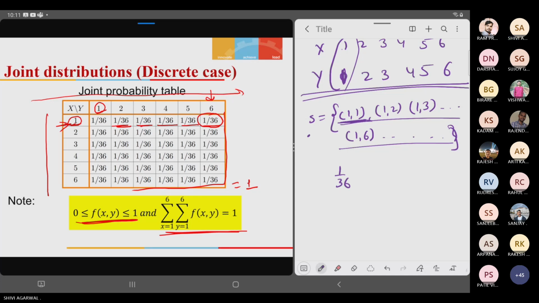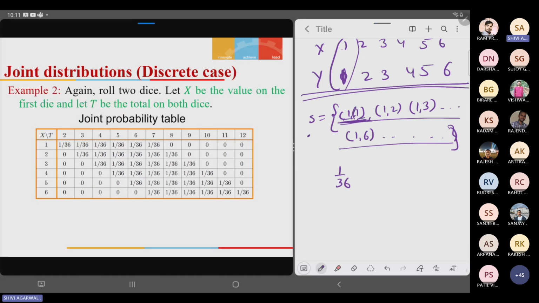Okay, so this is the way to rewrite the density function, and be careful that we are talking about the intersection here. Okay, and the term is 1 and 1 here. Another example we are taking here: again roll 2 dice, let x be the value on the first die and t be the total on both dice.